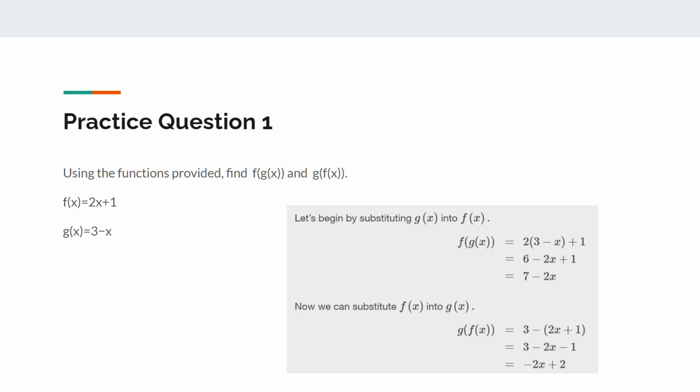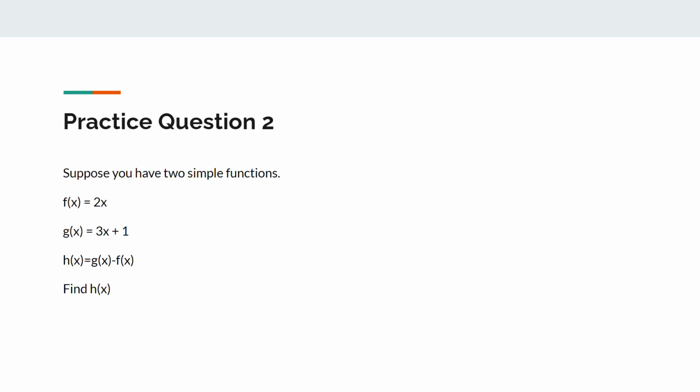And that's your solution. Second question: suppose you have two simple functions. The first one is f of x is equal to 2x, and the second one is g of x is equal to 3x plus 1. We want to find h of x, which is g of x minus f of x. Find h of x. I'll give you 30 seconds to work on this, starting from now.